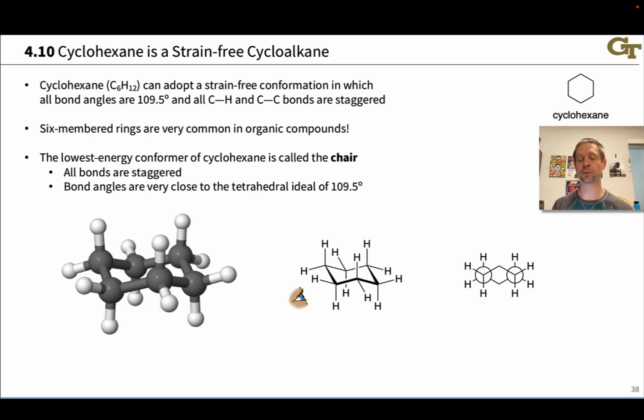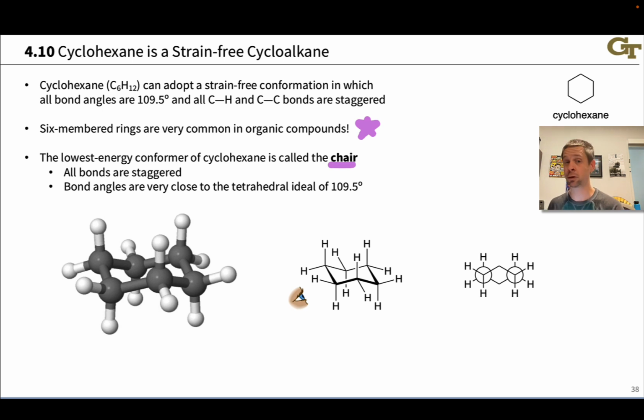It's also possible for the ring carbons to assume an ideal tetrahedral bond angle of basically 109.5 degrees, so there's no angle strain in cyclohexane either. This particular conformation that is free of angle strain and torsional strain is known as the chair. And this is a very important structure in organic chemistry.